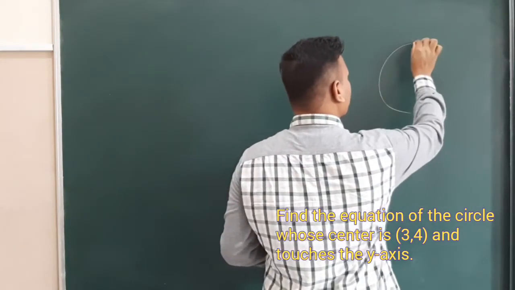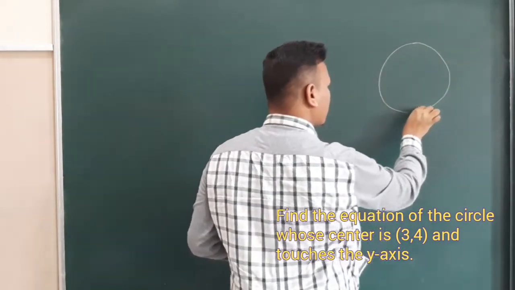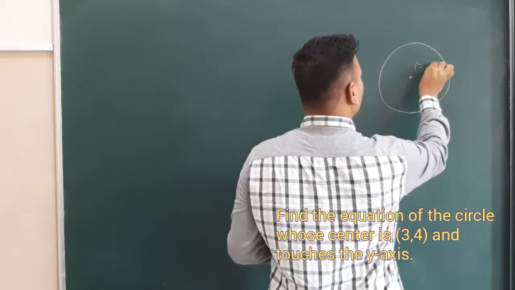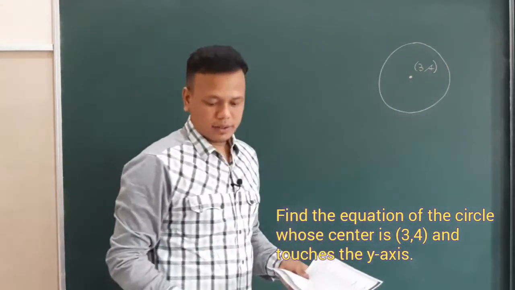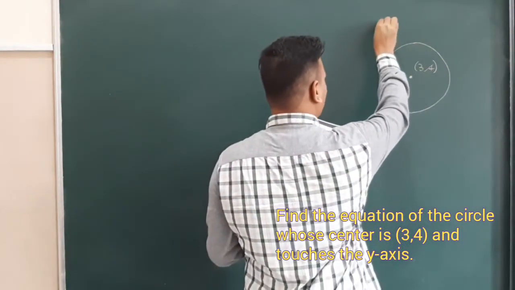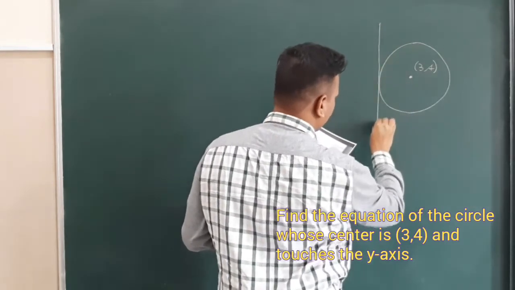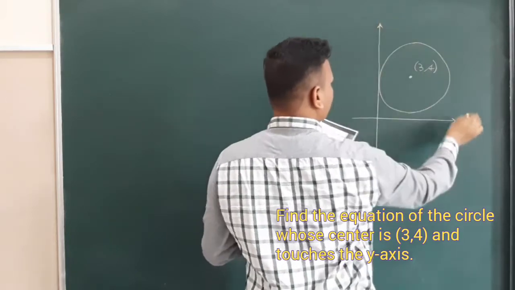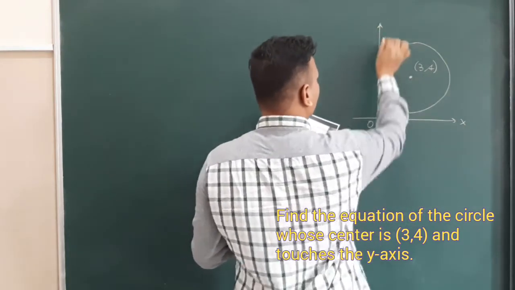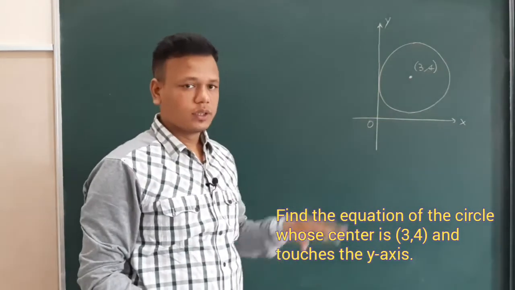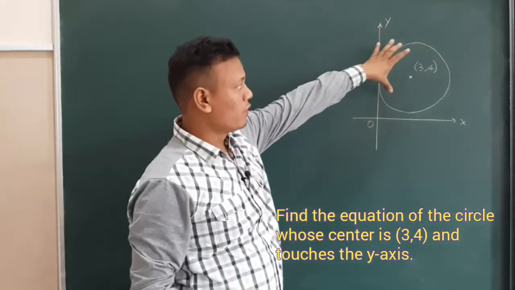So this is my circle with center 3 comma 4. Remember that. It is given that your tangent is the y-axis, so this is my tangent. The x-axis must be somewhere over here. So this is my x-axis, origin, y-axis. You need to find the equation of this circle.